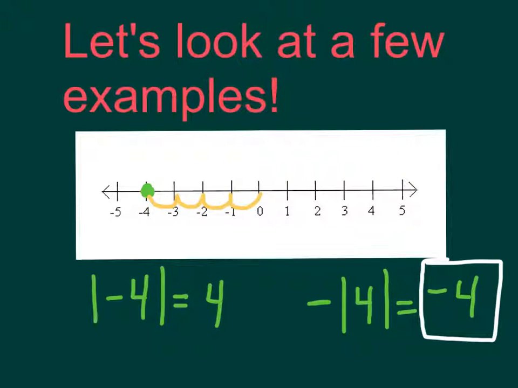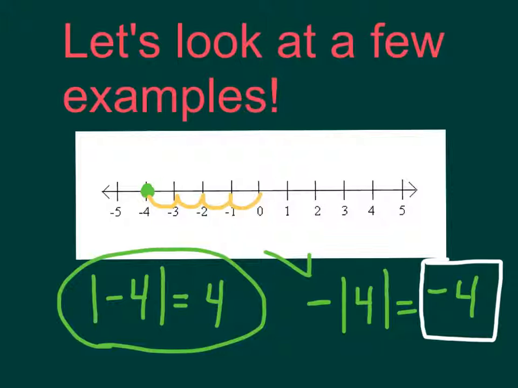So be sure to correctly look at where your negative sign is. If your negative sign is like this one and it's within the bar, you always know that absolute value is positive. If your negative sign is outside the bar, like this example, then your absolute value is going to take on the negative sign.